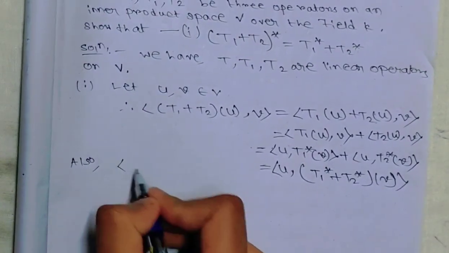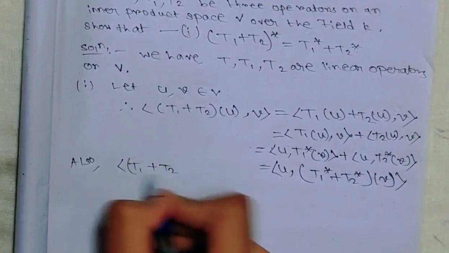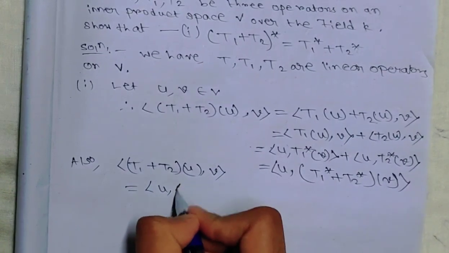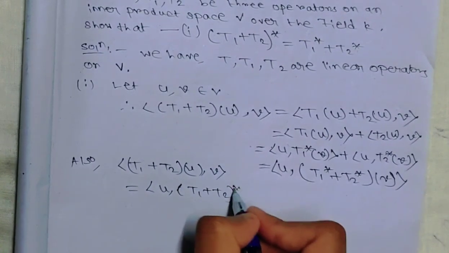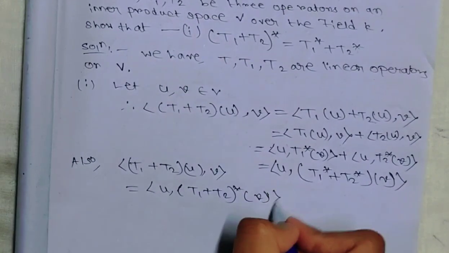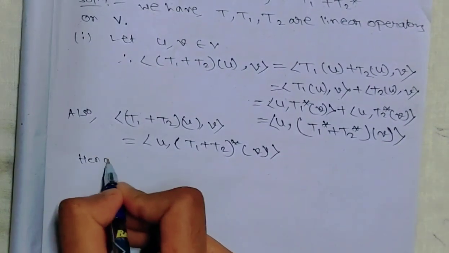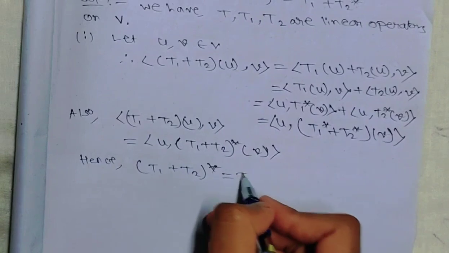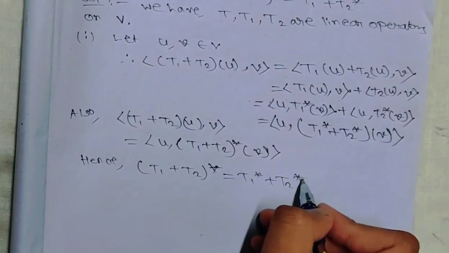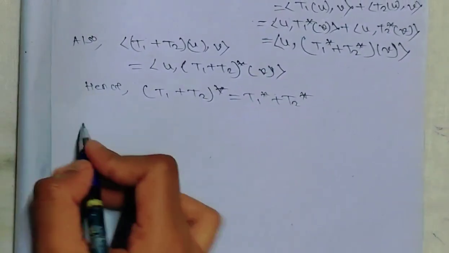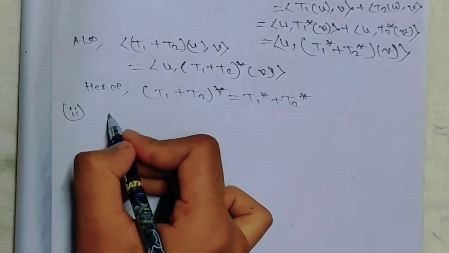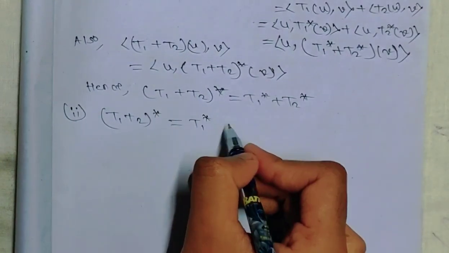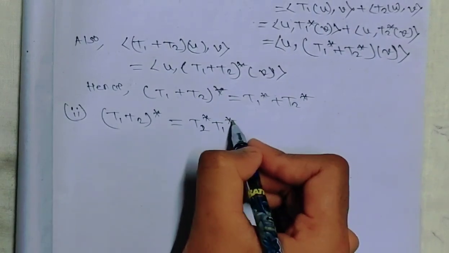Also, inner product of (T1 plus T2) of u, v equals inner product of u, (T1 plus T2) whole star of v. Hence (T1 plus T2) whole star equals T1 star plus T2 star. Hence proved. Now the second property, we have to prove that (T1 T2) whole star equals T2 star into T1 star.